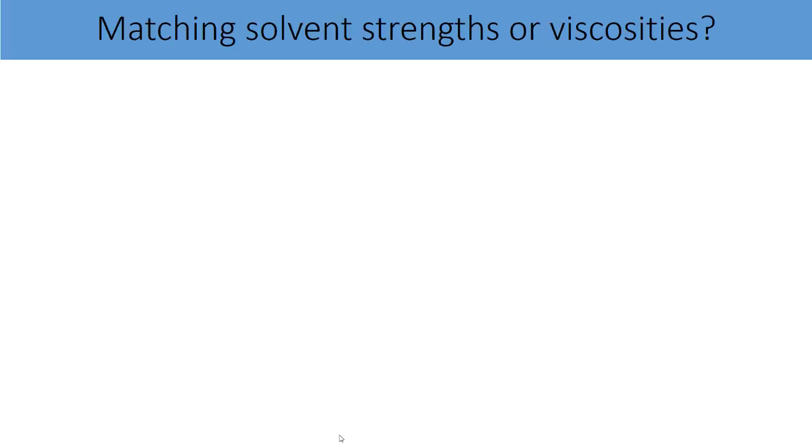Now it has been said that you need to have a diluent with similar strength to that of your mobile phase, or the difference between the viscosity of the diluent and the mobile phase must be minimal. So let us understand with the help of some examples why this is so.